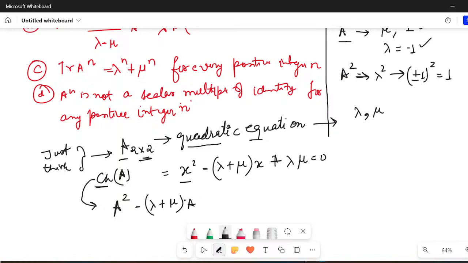Sorry, in place of x you have to write A, and then lambda times mu times identity must be equal to what? Must be equal to 0. Okay, so always remember this is called the Cayley-Hamilton theorem.